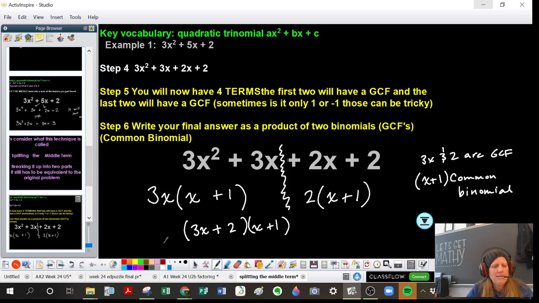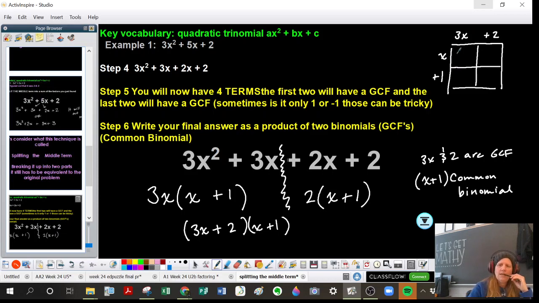You don't believe me, you say. Well, it's very easy to double check using our area method. Draw in our little window. We have our 3x plus 2 times x plus 1. All right, so x times 3x is 3x squared. x times 2 is 2x. 3x times 1 is 3x. And 2 times 1 is 2. Now look at that. See how when you split the middle term, you get those two? So you're working backwards to figure that out. It is such a nifty little technique.